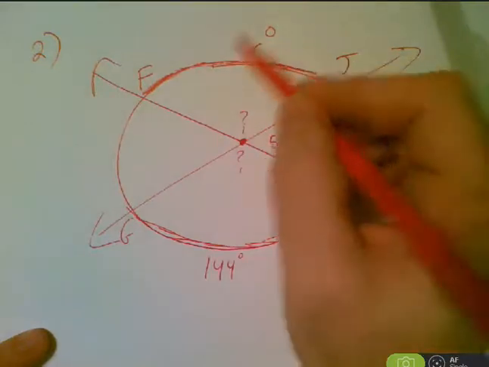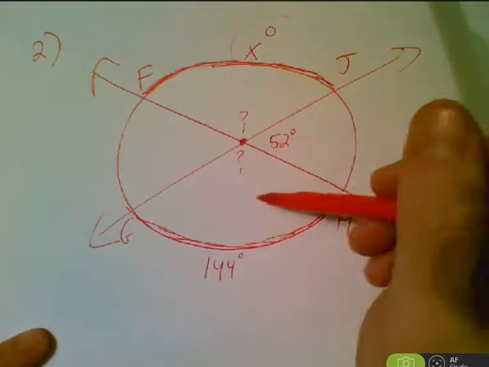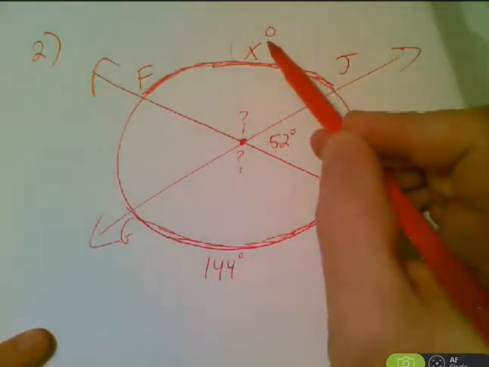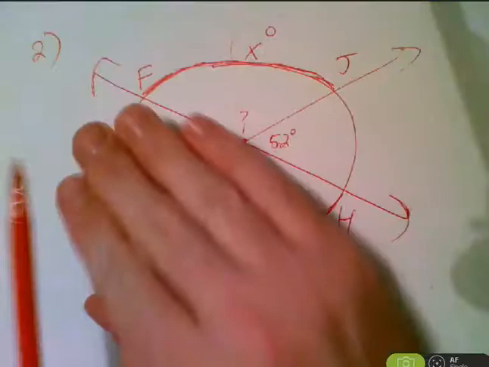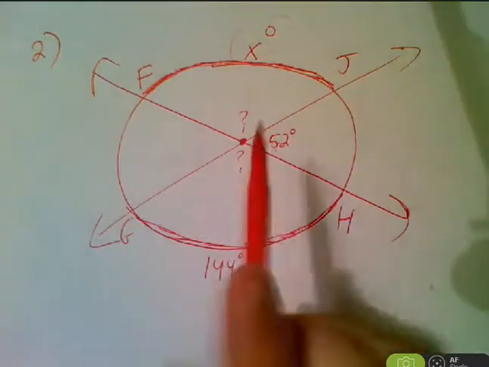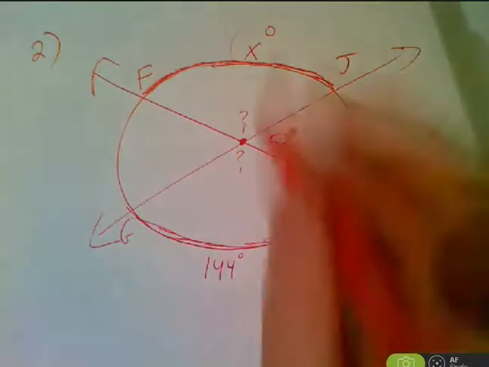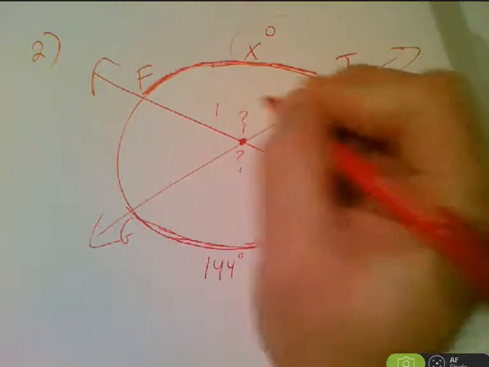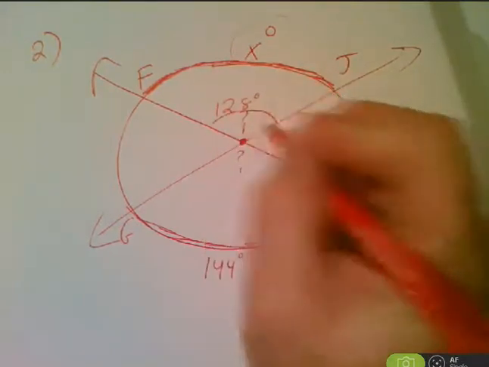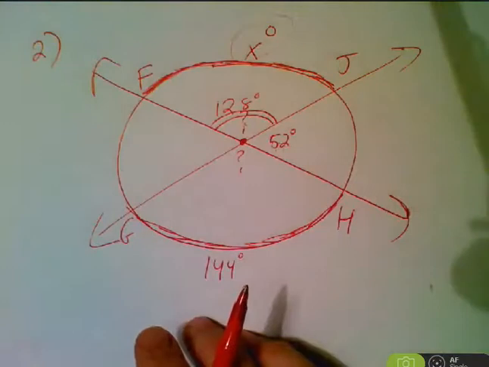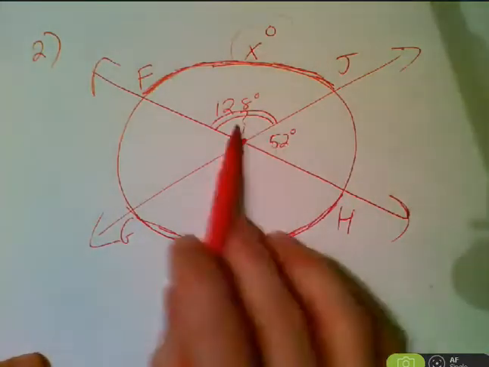Because my ultimate goal is to solve for x, so I need to come up with some kind of equation that has x in it. So if this is 52, I need to find this angle. Hopefully you recognize that's a linear pair, which means these two have to add up to 180. So this angle here has to be 128 degrees right here, because together those have to make 180.